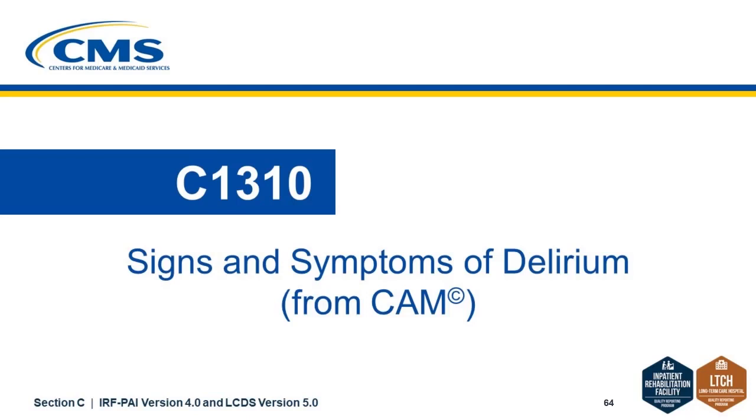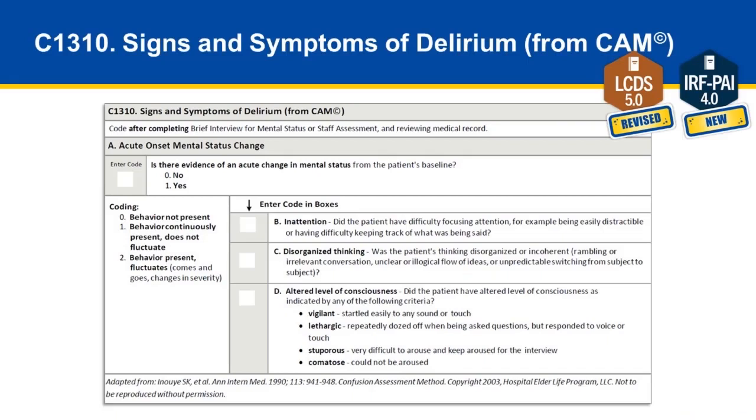Now let's look at C1310, signs and symptoms of delirium, taken from the confusion assessment method, also known as the CAM. This is a revised item for LTACs and a new item for IRFs, and it consists of 4 elements. A, acute onset mental status changes, B, inattention, C, disorganized thinking, and D, altered level of consciousness.